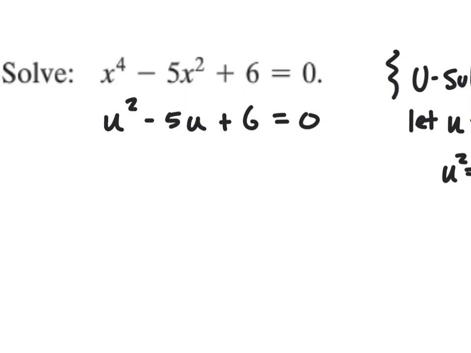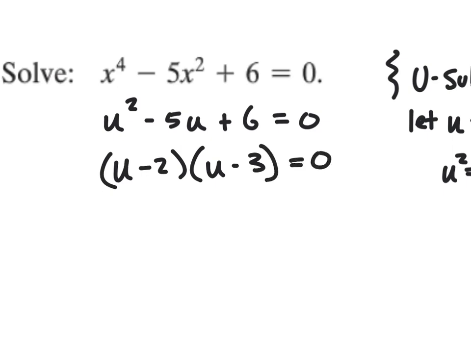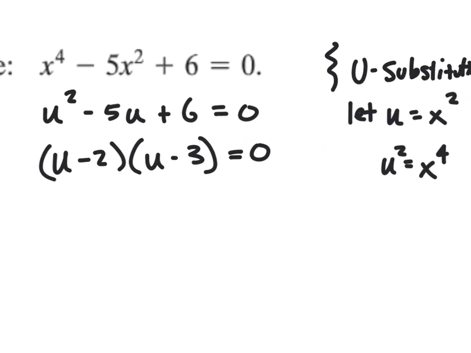Now, all of a sudden, the difference between this and this is just how I wrote my variables. What I did is I changed this from something with an exponent of 4 down to something with an exponent of 2. This I can factor. This factors now to u minus 2 times u minus 3, and I set that equal to 0. The whole point of this is to be able to factor this and get down to something that's usable.